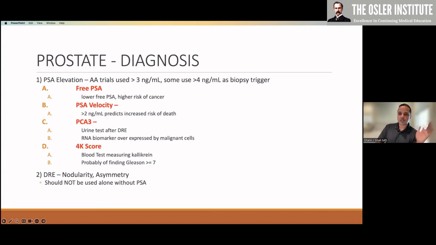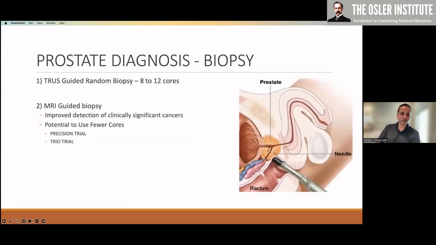Now, this is important because the mainstay of staging really is PSA elevation. DREs can be used and have been used historically, but they're not very sensitive. So most of these organizations recommend that you should not use DRE by itself. It should be used in conjunction with PSA.